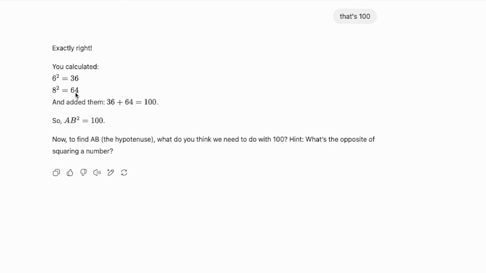Okay, you've calculated, yeah. Now, to find AB, the hypotenuse, what do you think we need to do with 100? And then it gives a hint. What's the opposite of squaring a number? So, of course, here I should be able to know square roots and so forth, right? Yes. So, what's the opposite of squaring a number? So, that's 10.